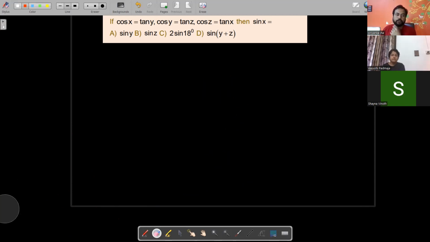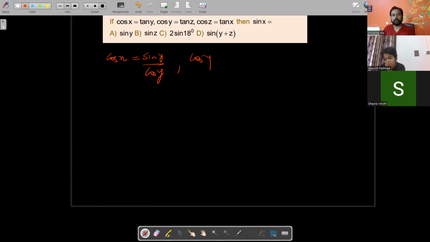Now solve this question. How do we solve this? See, we're saying that cos x equal to tan y, cos y equal to tan z, cos z equal to tan x. Then what is the value of sin x? Okay, so this cos x equal to tan y. You can write this as sin y upon cos y. Second, cos y is tan z, that is sin z upon cos z, and cos z is sin x upon cos x.